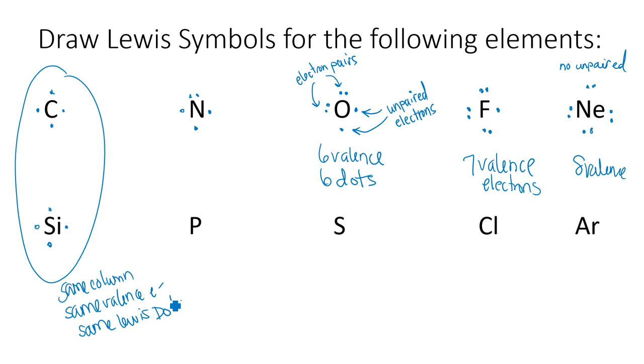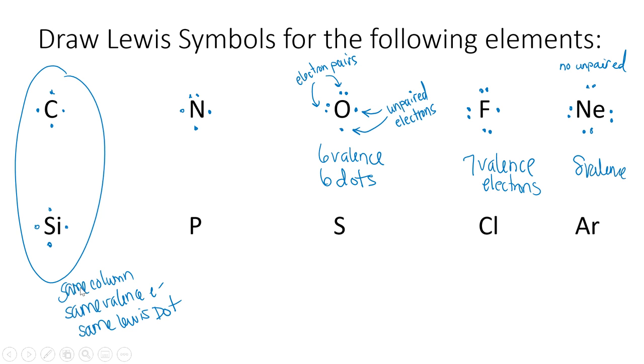And we know that things in the same column have similar properties. That's something that we learned earlier on. That's why we give them names like the noble gases and the halogens, because things in the same column tend to behave similarly. So again, we're noticing a relationship between the valence electrons and the periodic table and how elements behave. These valence electrons are really important in telling us how these atoms are going to react.